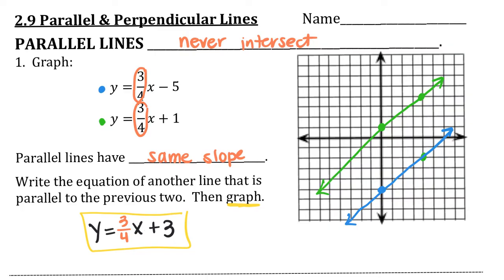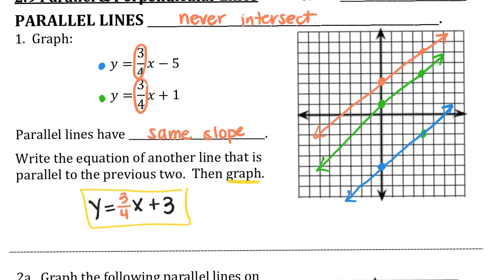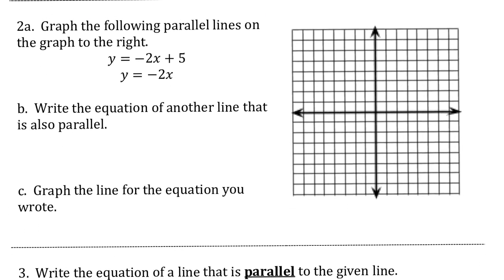So because I picked my y-intercept to be +3, I'm going to go up to +3. And then my slope is up 3/4. And I'm going to draw my line. And when I draw it, it looks like it's parallel because it's running the same direction as these other lines. Okay, let's go ahead and try it on the next one. You might want to pause the video and then try it on your own.